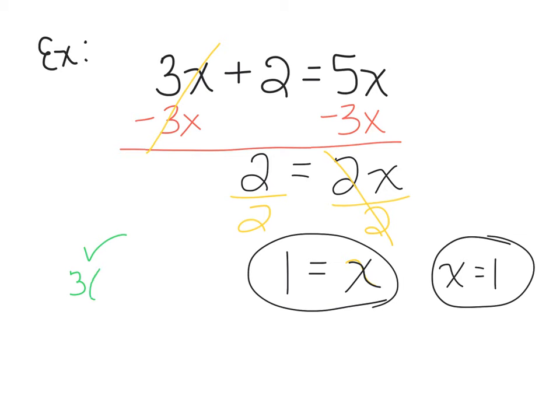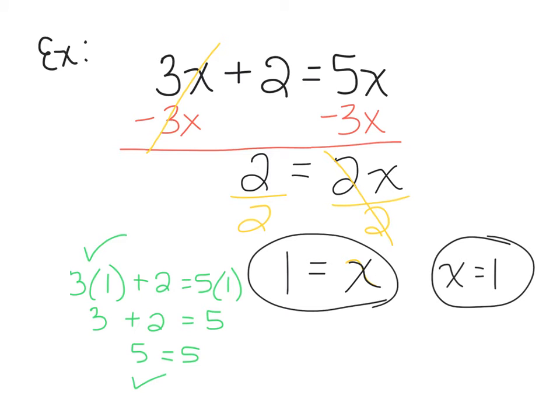So 3 times 1 plus 2 is equal to 5 times 1. 3 times 1 is 3, plus 2 is equal to 5 times 1. 5 times 1 is 5. 3 plus 2 is 5. Does 5 equal 5? Yep, it does. So we know that x equals 1 is our solution for this particular equation.